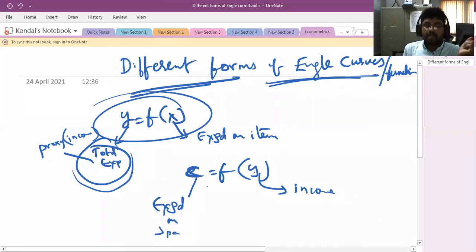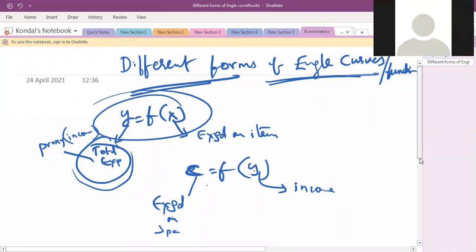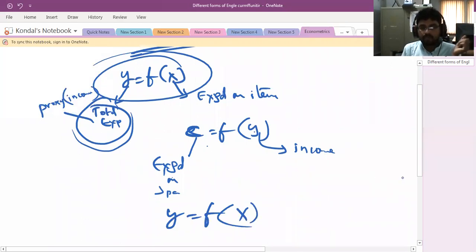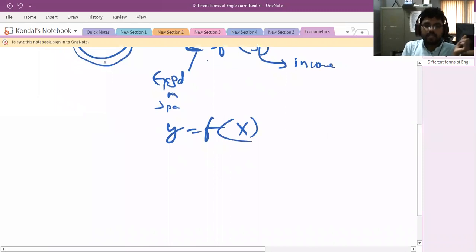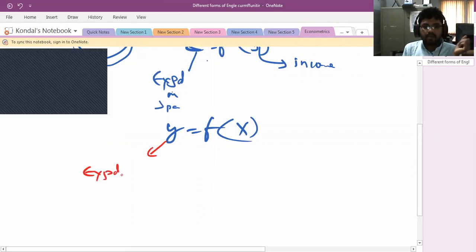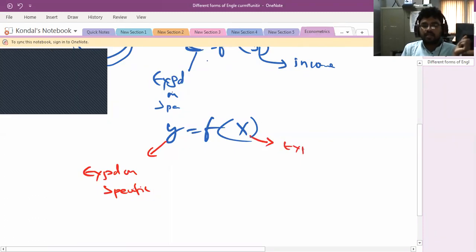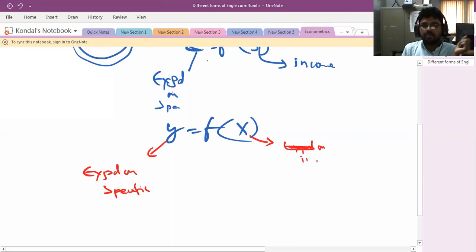Consumption is a function of income. Here, the expenditure on a specific item depends on income. So instead of C, here we can say y is a function of x. I am writing y is a function of x, where y is the expenditure on a specific item, and x is income. Have you understood, please? Or you can take the total expenditure, no problem.